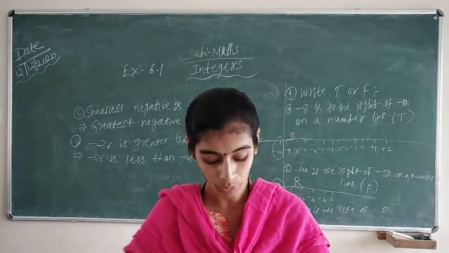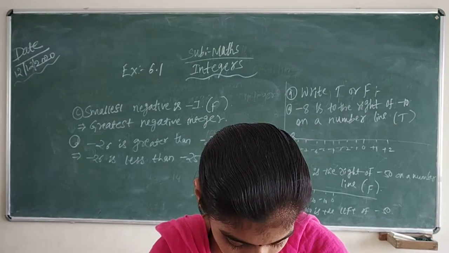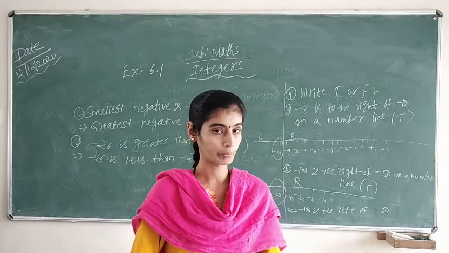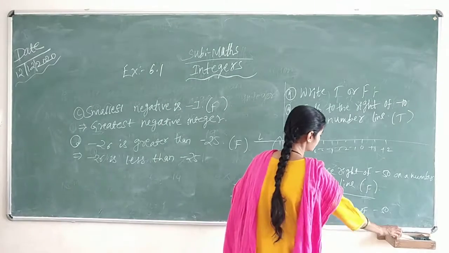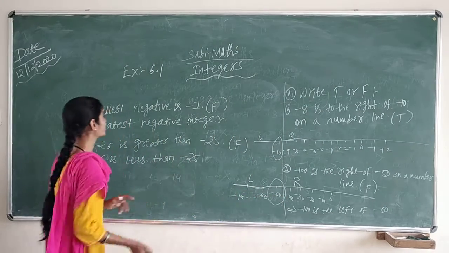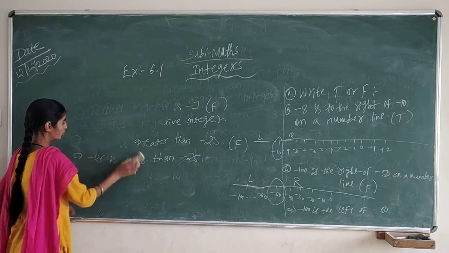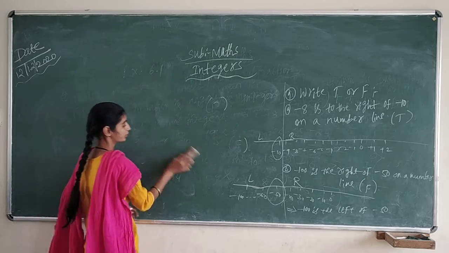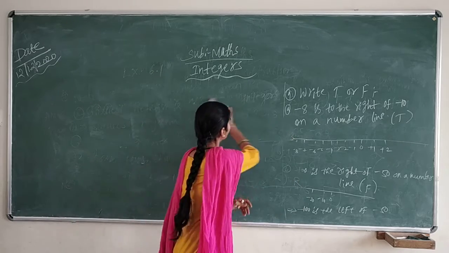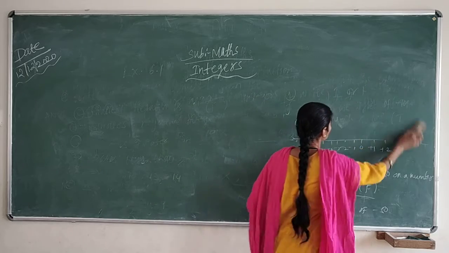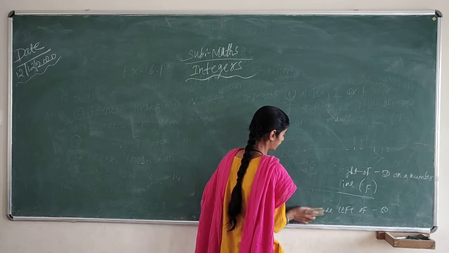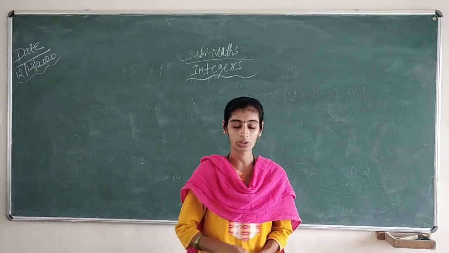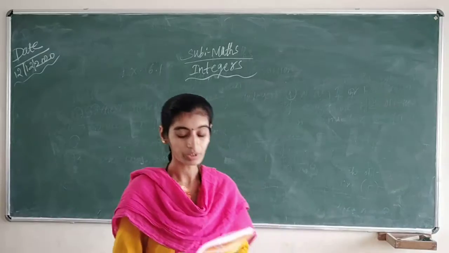So next we will move on to the next exercise, that is exercise 6.2. So this is all about exercise 6.1. Few questions I have skipped, children. Don't worry, later I am going to tell them. Okay. Next we will move on to exercise 6.2, which is totally based on the number line. So 1 or 2 I am going to solve, remaining all you have to do on your own, children.